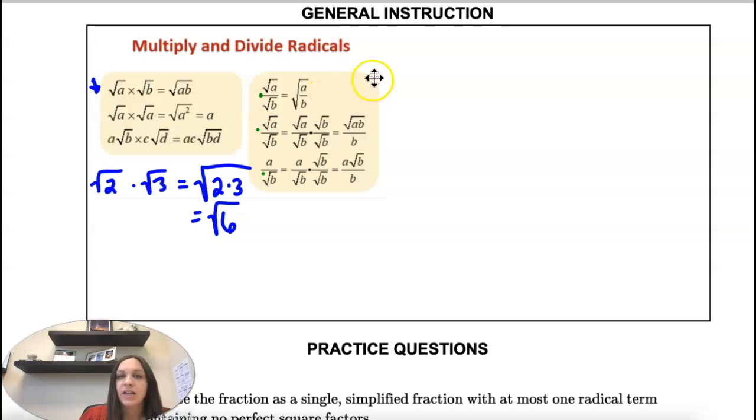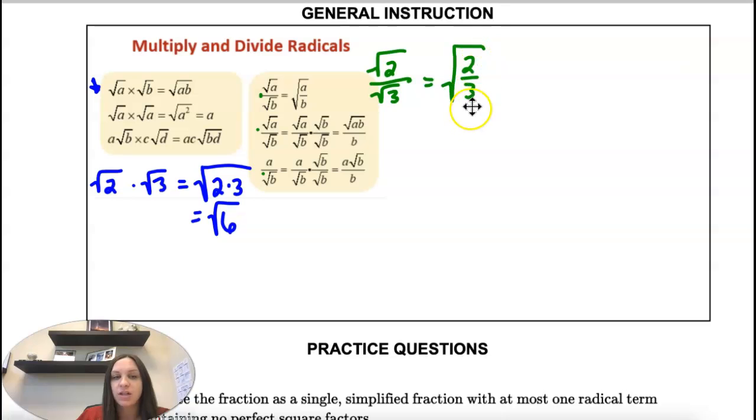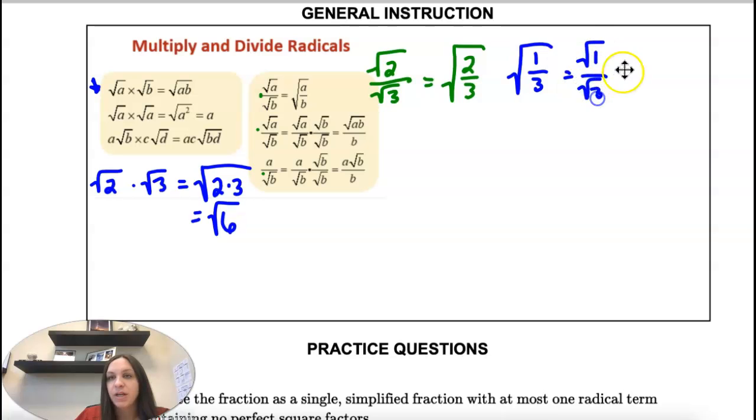So this one is saying if I have two different square roots, so say I have the square root of 2 over the square root of 3, I can combine these square roots into one square root, so that 2/3 is underneath 1. And this goes both ways. So if I have the square root of like 1/3, I could split that into the square root of 1 over the square root of 3, because we know the square root of 1 is just 1.